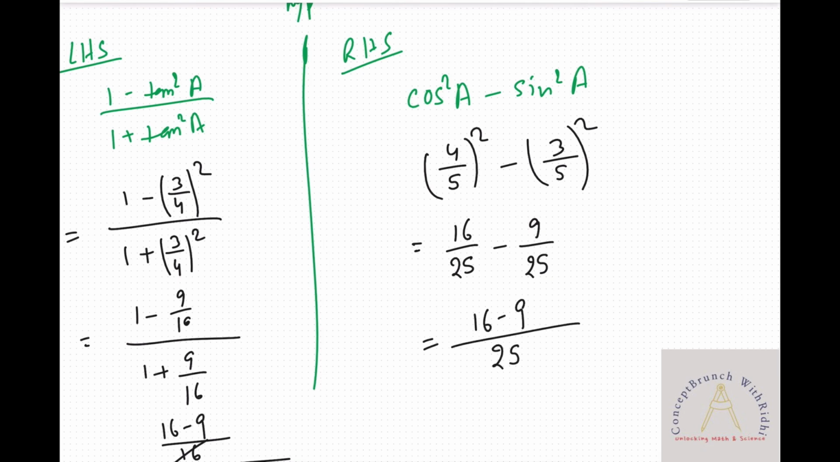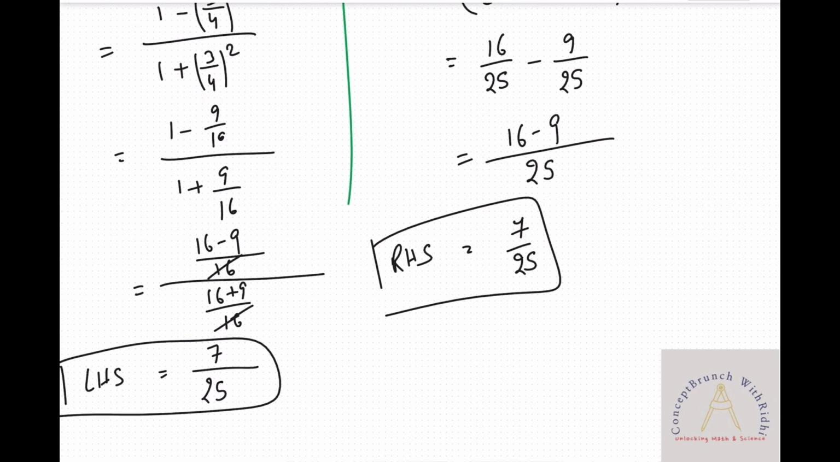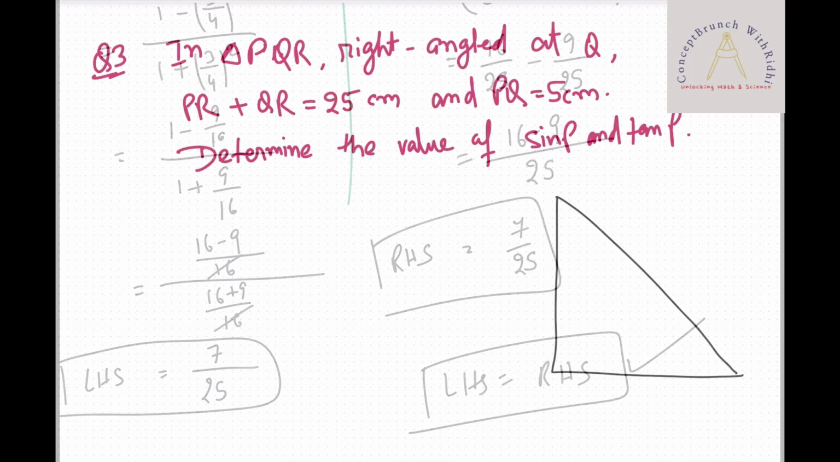And 16 minus 9 is what? 7 divided by 25. And this is your RHS part. So from here we can say yes, LHS is equal to RHS. So yeah, this is correct. So let's move to the next question.